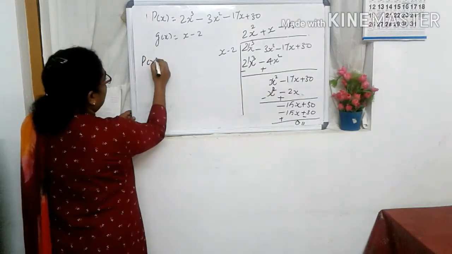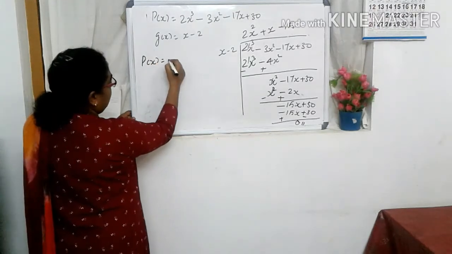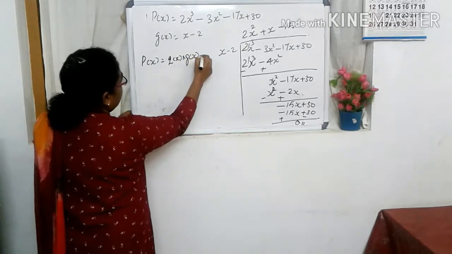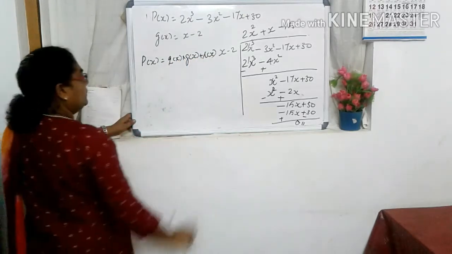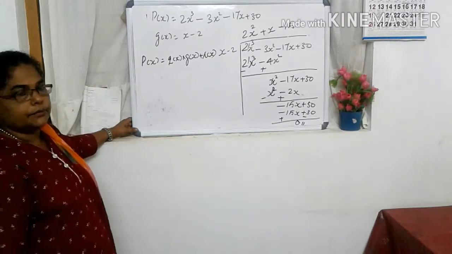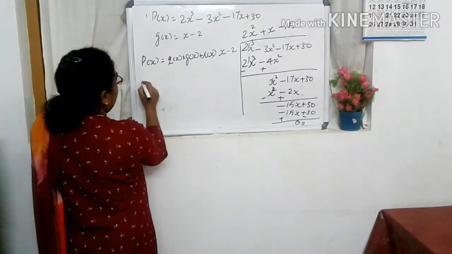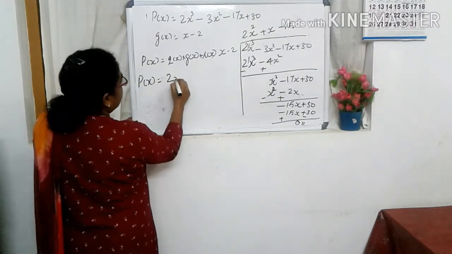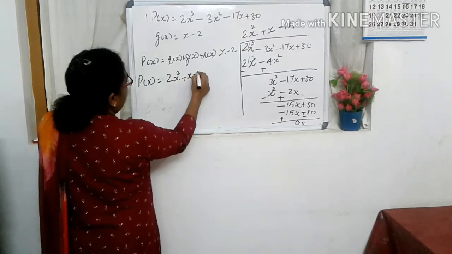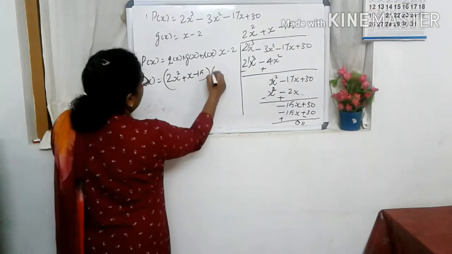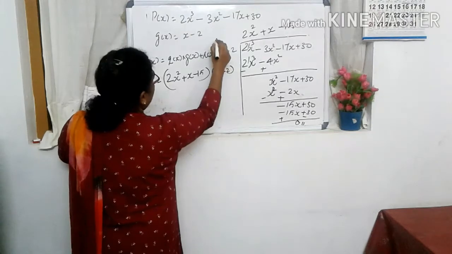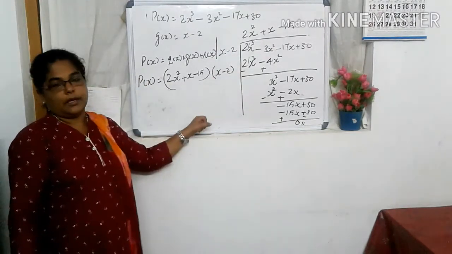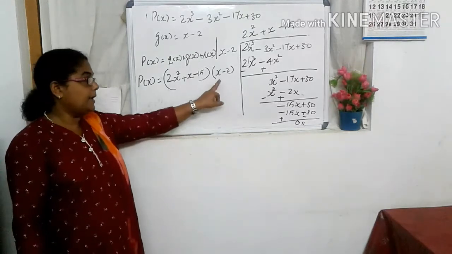We know P of x equals Q of x into G of x plus R of x. Which theorem is this? The division algorithm, which we learned in the previous class. Therefore, we can write P of x equal to Q of x, and Q of x is 2x square plus x minus 15, into x minus 2. So, we got one linear factor, x minus 2.